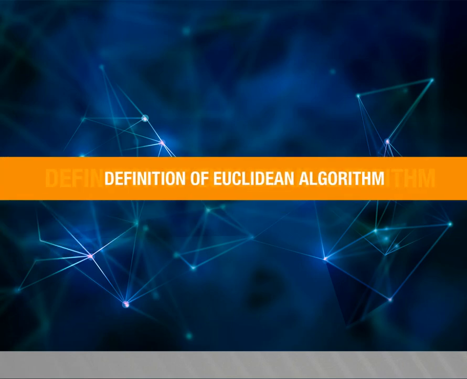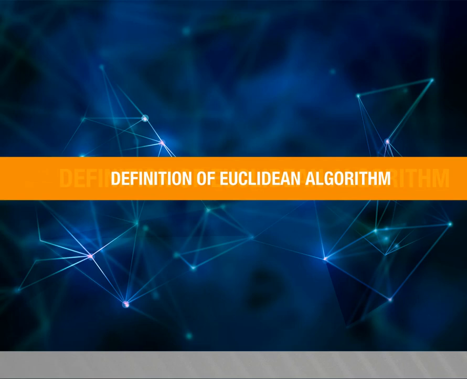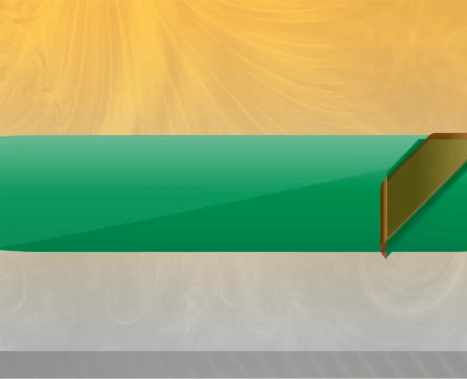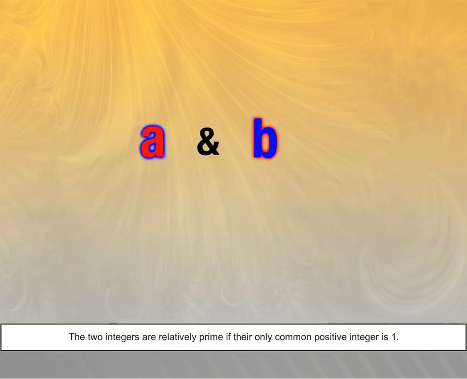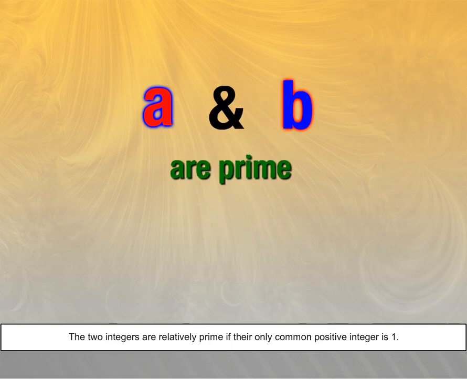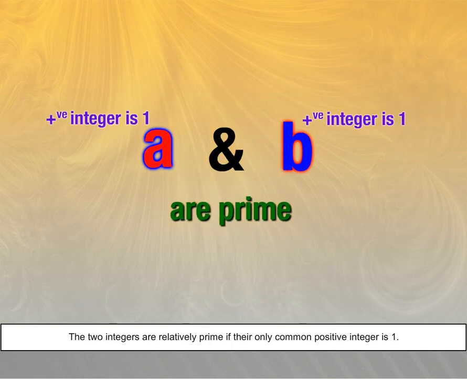Definition of the Euclidean algorithm. In this video, we are going to see about the definition of the Euclidean algorithm. Euclid's algorithm is a technique for calculating the greatest common divisor, GCD, of two usually positive integers, also known as the greatest common factor, GCF, or highest common factor, HCF. The two integers are relatively prime if their only common positive divisor is 1.